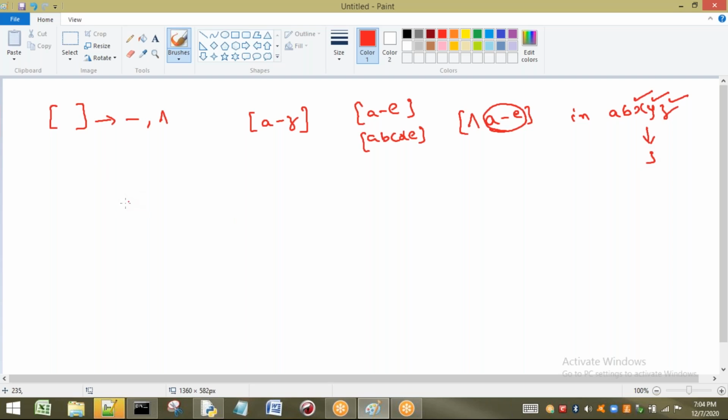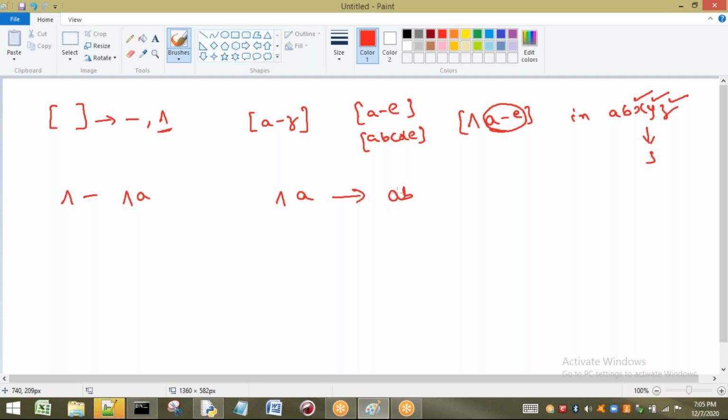After this, we have seen the concept of caret, the same symbol, but this one I used inside the square brackets. Now, if I use this caret symbol with any characters, not inside the square brackets, it will check whether a string starts with a certain character or not. That is, if I write caret A, the meaning is whether the string starts with A or not.